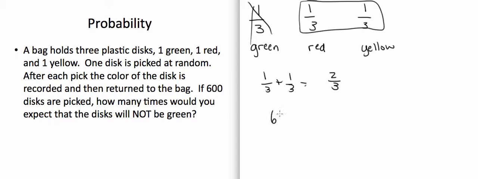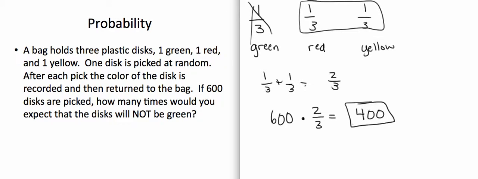And since there's 600 tries that we're going to make, we're going to multiply that 600 by 2/3. And that's going to leave us with an answer of 400 times that the event is likely to happen. Now, will it happen 400 times? We don't know. That's why it's just a probability. But more than likely, the more you do this, the closer you're going to get to this 400 number.